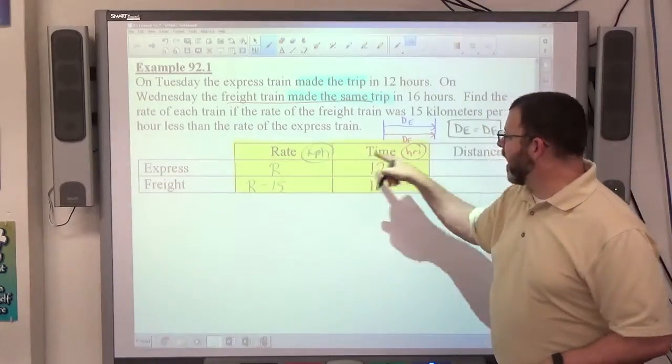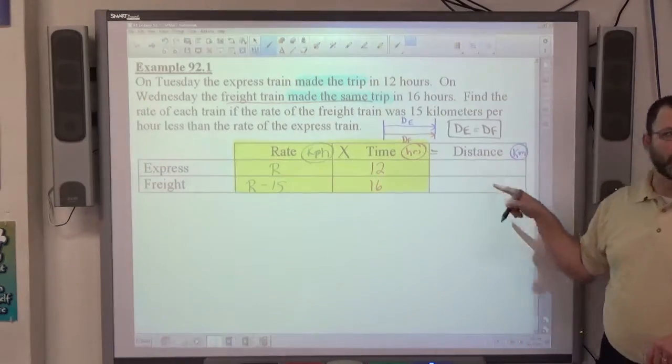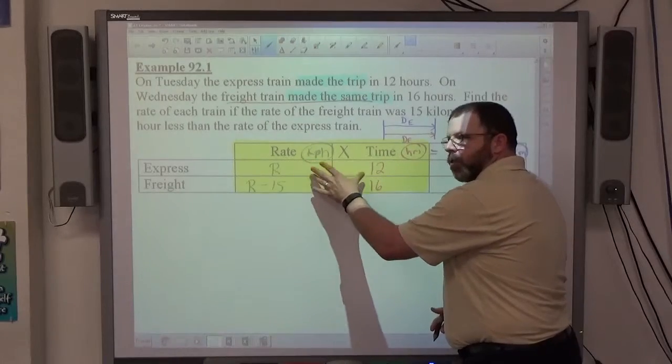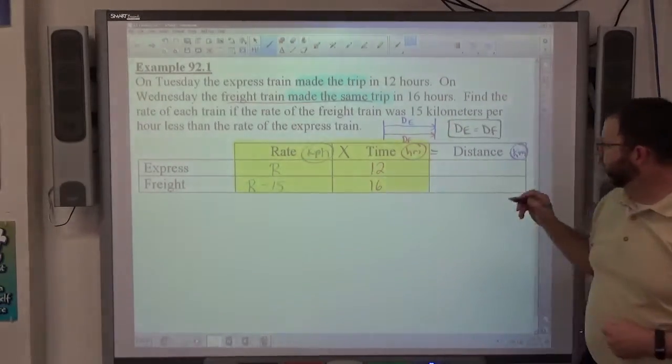Once you know the rates and the times, rate times time equals distance. That's how we fill in the distance expressions. Okay, so again, I read the problem to find out these 4 boxes. I multiply this times this to get that. What's r times 12? 12r.